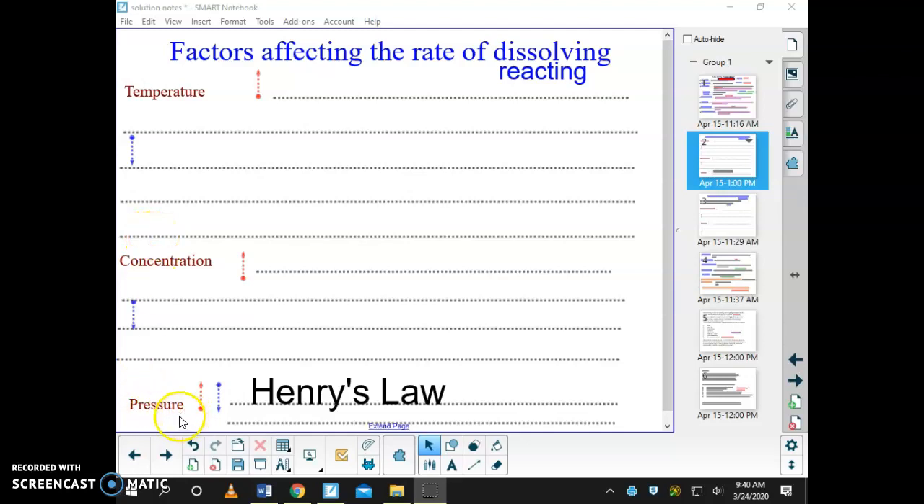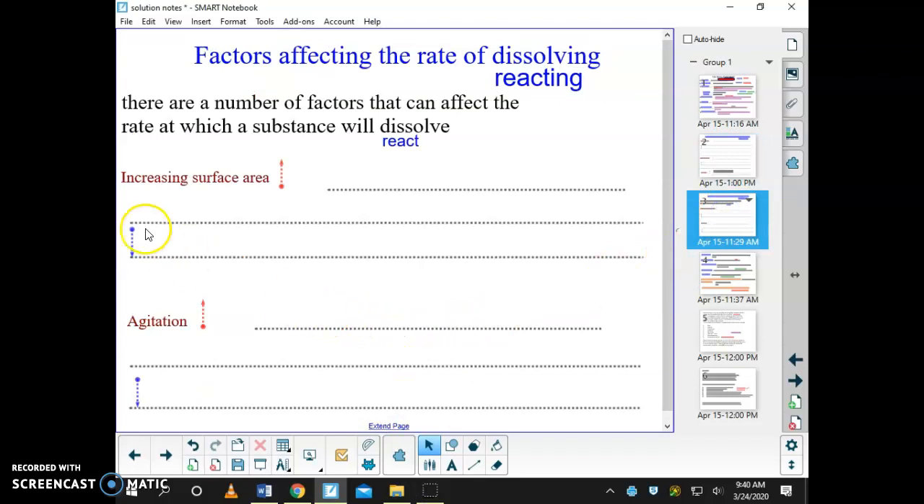One thing we're not going to test that can affect the rate at which something reacts is pressure. That falls under Henry's law, but that goes beyond the scope of this course. Other things like increasing the surface area and agitation.